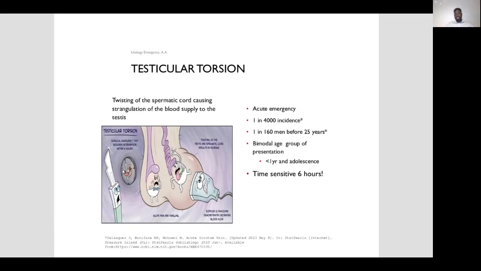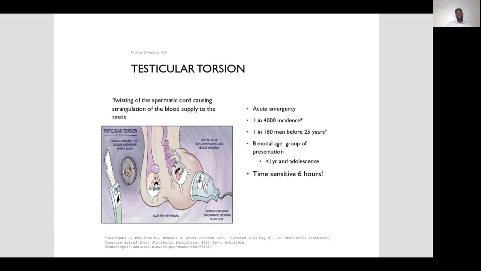Major topic for today is testicular torsion. Put a nice infographic there. I think it should be as clear. So it's basically the twisting of the spermatic cord, causing strangulation of the blood supply to the testes. It's as plain as it is. Twisting of the cord, causing strangulation of the blood supply to the testes. It's an absolute urological emergency.